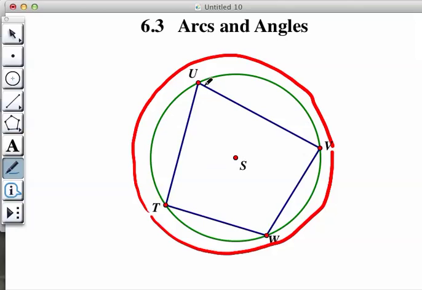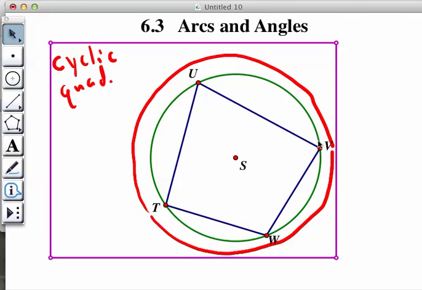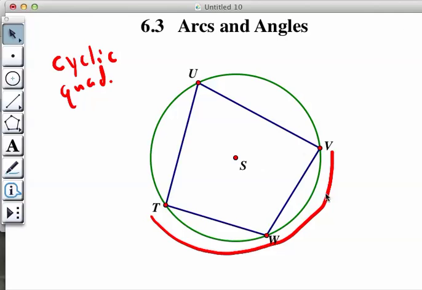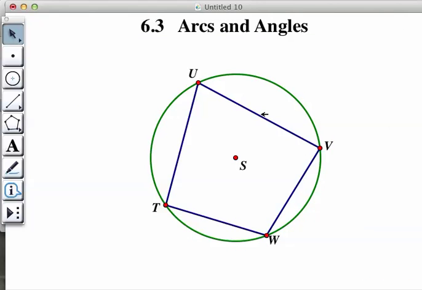Not only that, but we call this inscribed quadrilateral a special name. We call a quadrilateral inscribed in a circle a cyclic quadrilateral. So the same supplementary property applies to angle T and angle V, because they are opposite angles in a cyclic quadrilateral, they are supplementary. Anytime I have a quadrilateral inscribed in a circle, the opposite angles will be supplementary.